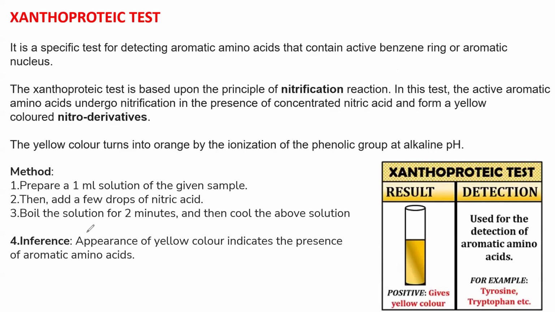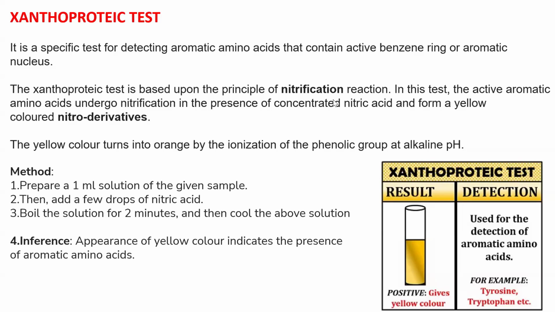So the next thing is the xanthoproteic test. What is the xanthoproteic test?